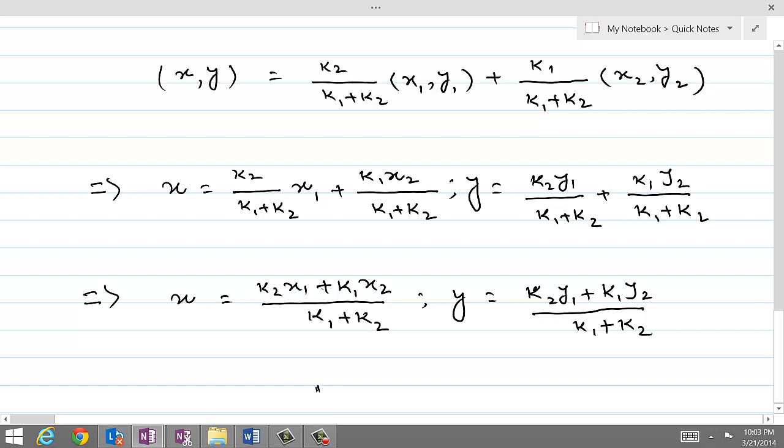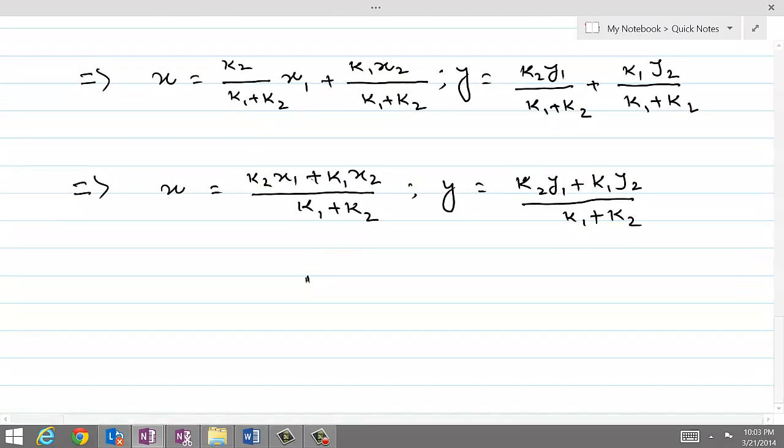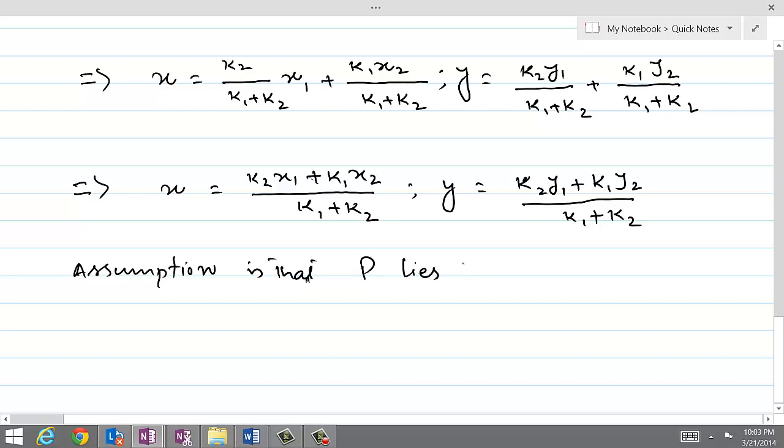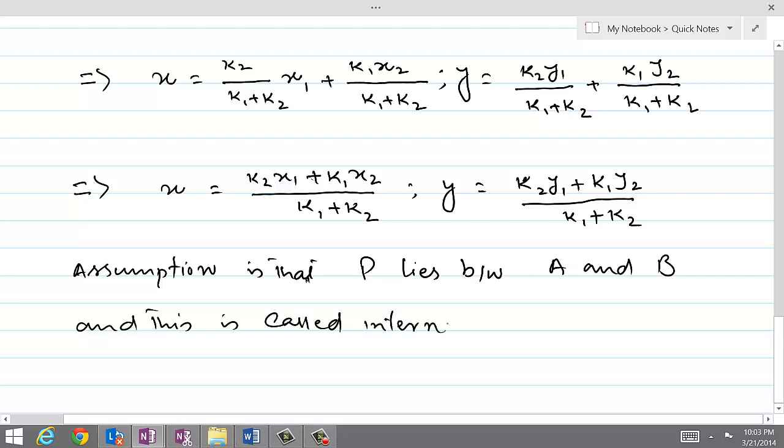And this is under the assumption that P lies between A and B. Here, the assumption is that P lies between A and B, and this is called internal division.